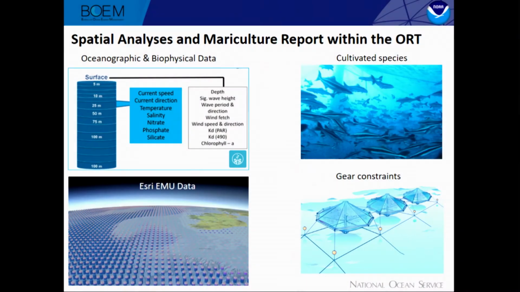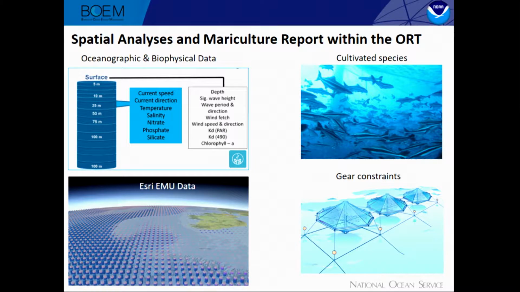One of the things that we really needed to get to our coastal managers, our user group, was oceanographic and biophysical data. Why do we need this? Cultivated species have thresholds for temperature, salinity, and numerous other factors. We also don't want to put something like a finfish farm in the middle of an area that's already eutrophied, so we need to look at nutrient levels. Nutrients can also be used as a proxy for, is this a good spot for macroalgae?